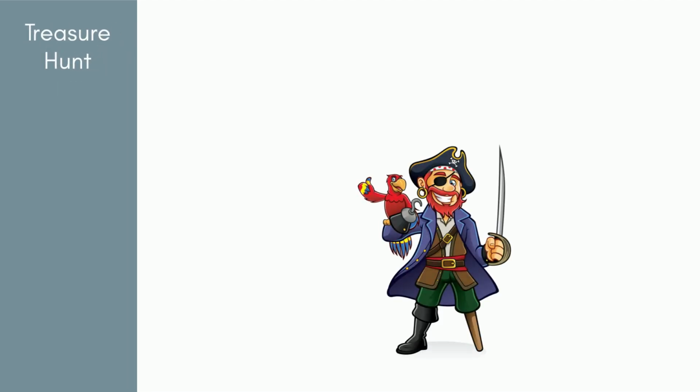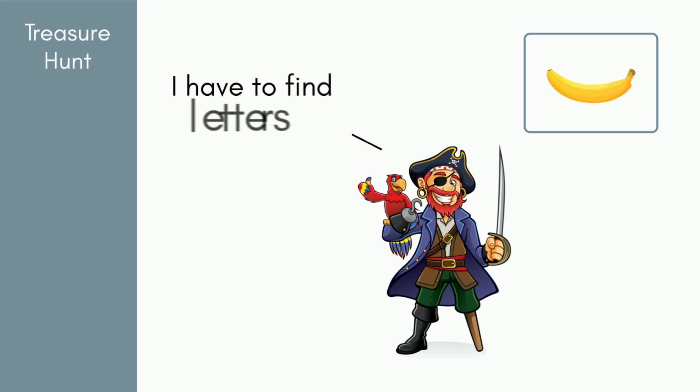Treasure hunt. The children hunt for letters to spell a word, or hunt for words to make a sentence. The letters or words can be hidden around the room. For example, a child could look at a picture of a banana, try to find the letters to spell the word, and then write the word. Or a child can look at a picture and then try to find words to make sentences about the picture.